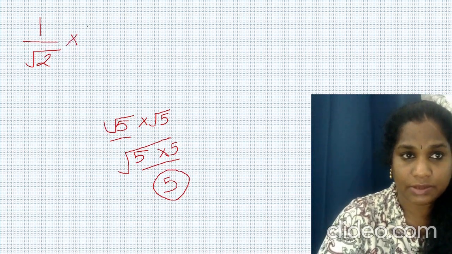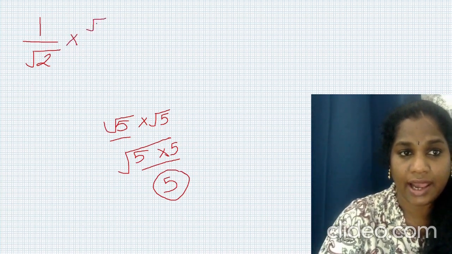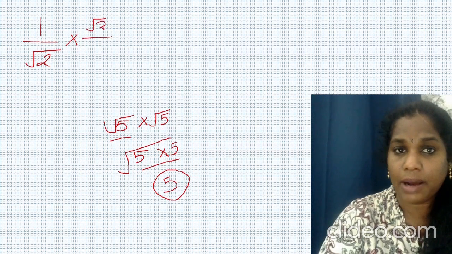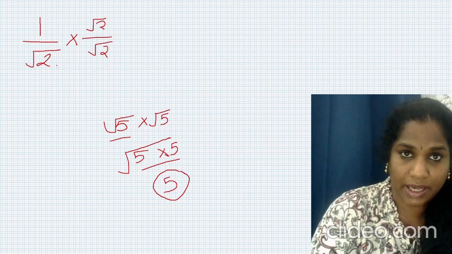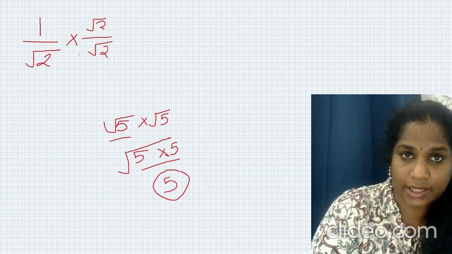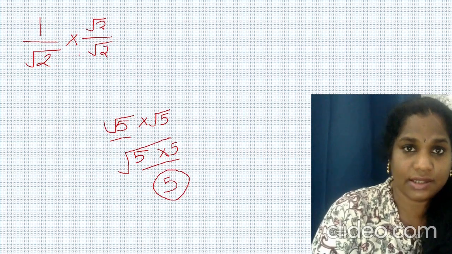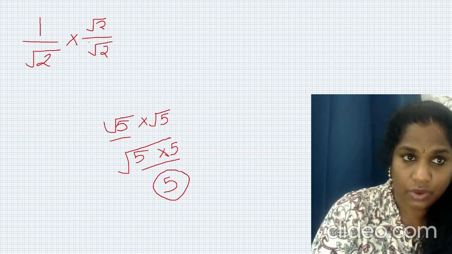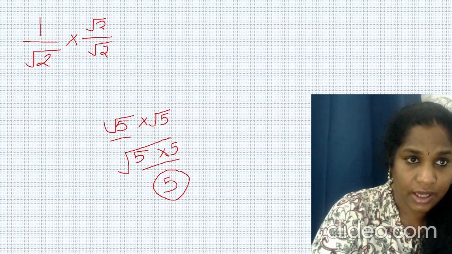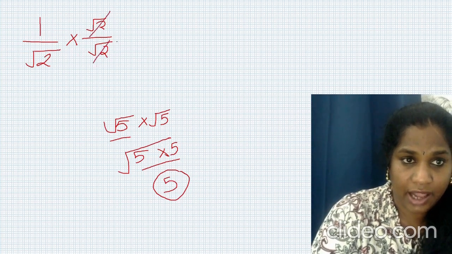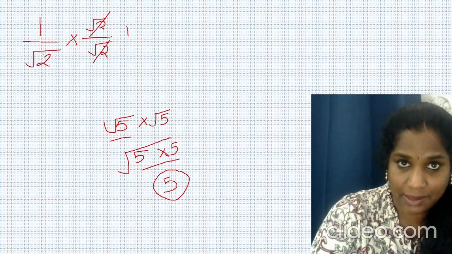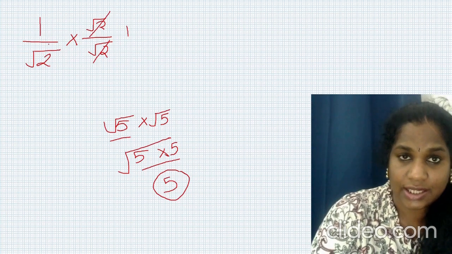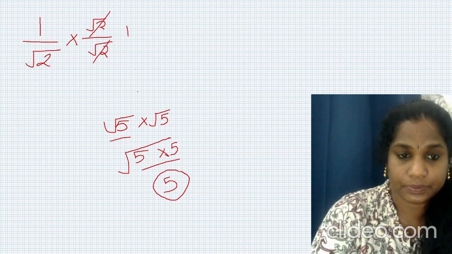I need to multiply numerator and denominator by the same number, root 2. Always remember, when you are multiplying, you will be multiplying the numerator as well as the denominator. And also, why the same number? If I divide them, I will get 1. So my basic number remains the same. That will not change. That is the main idea.